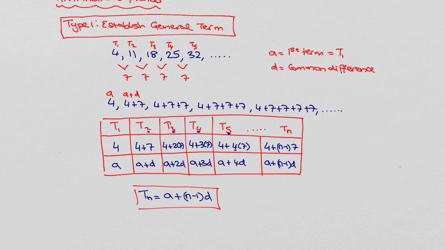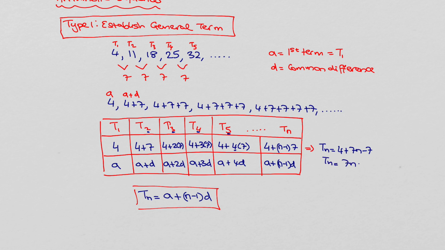Now, of course, if we go back to this one here, that can then be simplified to be written as T of n is equal to 4 plus 7n minus 7, which of course is 7n minus 3. So if I sub in any value for n, where n is a natural number, then we could find any number in that arithmetic sequence.